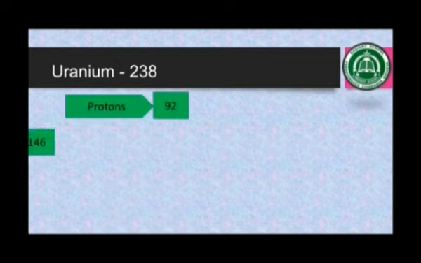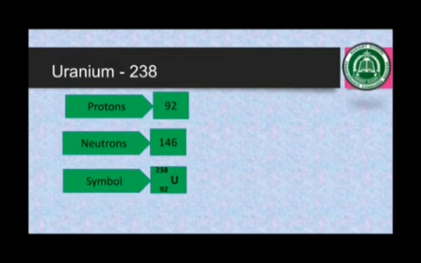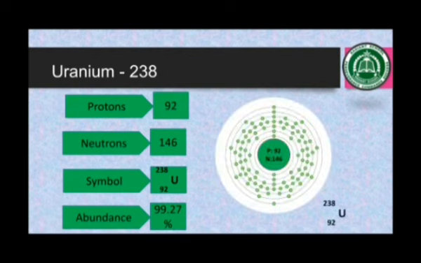Same number of protons, number of neutrons are different. These are 146 and number of protons are 92. Its symbol will be U-238 (²³⁸₉₂U) and its abundance is 99.27%. If we see its structure, it has 92 protons and number of neutrons are 146.